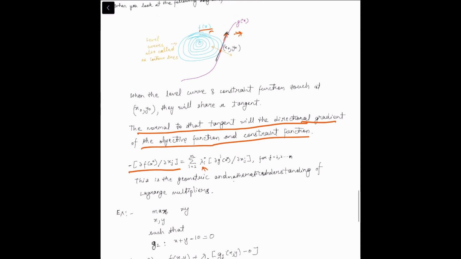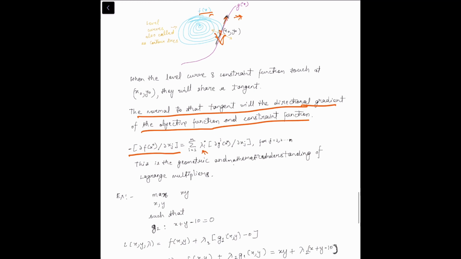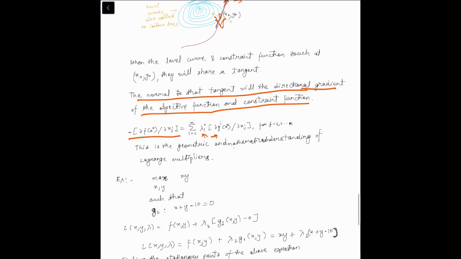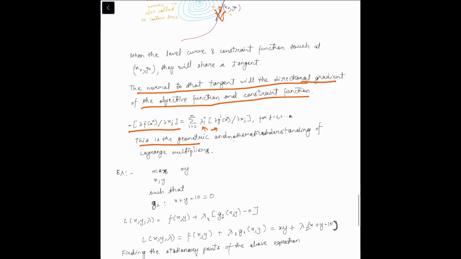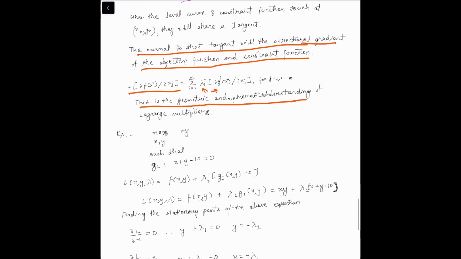Why will it be a multiplier? Because these two are perpendicular to the same line, that's why they will be parallel and scalar multiples, as we have already established the intuition behind the Lagrange multiplier. Thus we have established the geometric and mathematical intuition of the Lagrange multipliers.